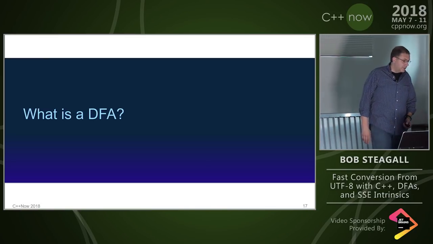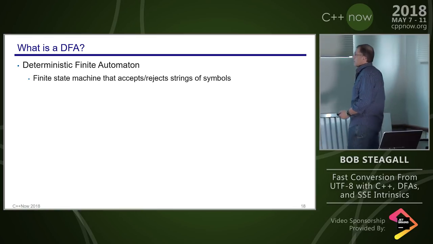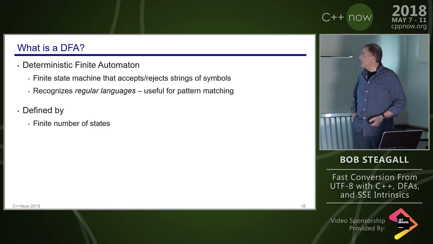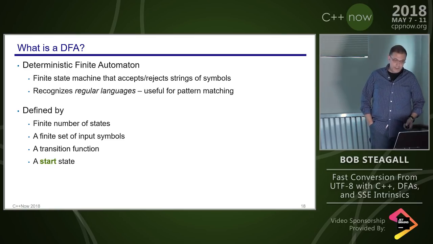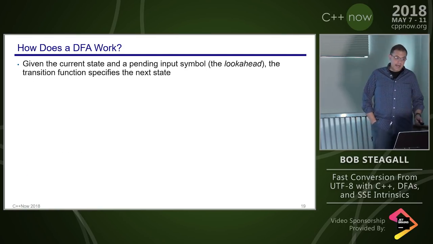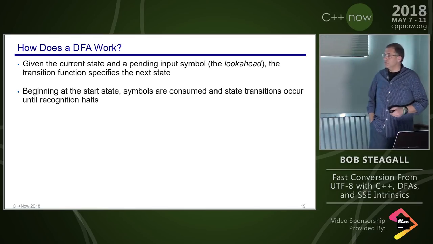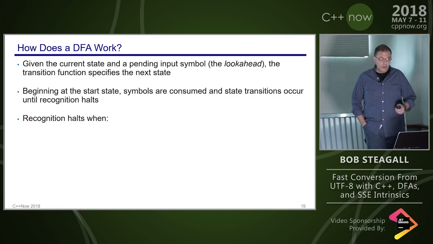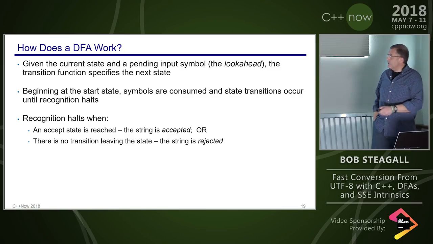All right. We'll take a step back and think about what a DFA is. DFA stands for deterministic finite automaton. It's a finite state machine that can accept or reject strings of symbols. It recognizes regular languages and it's useful for pattern matching. It's defined mathematically by a finite number of states, a finite set of input symbols, a transition function, a start state, and one or more accept states. How does it work? Given the current state and a pending input symbol, which is called the lookahead, the transition function specifies the next state. So you begin at the start state, you consume symbols, and undergo state transitions until your recognizer halts. Recognition halts when you reach an accept state, or there is no transition that leaves the state, in which case you reject the string.